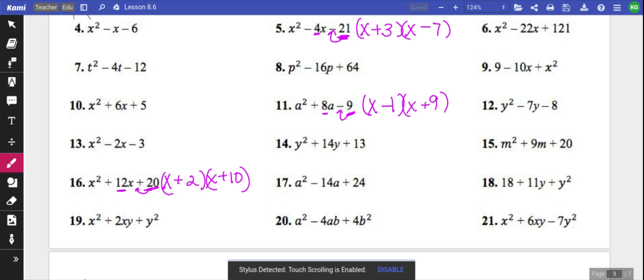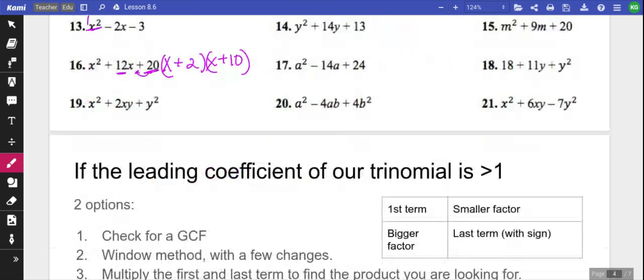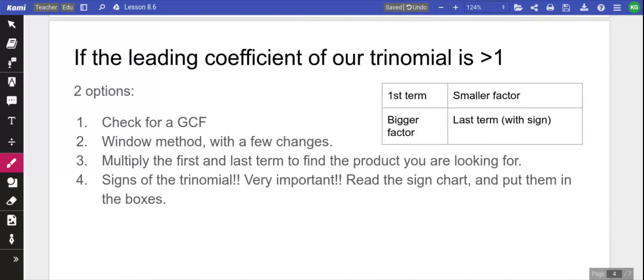Okay, so far for all of our examples, every time we've had a leading coefficient, it has been 1. So now, what happens if our leading coefficient of our trinomial is greater than 1? There's two options. Either first, it has a greatest common factor that we need to take out, and then that'll make it go back down to 1.